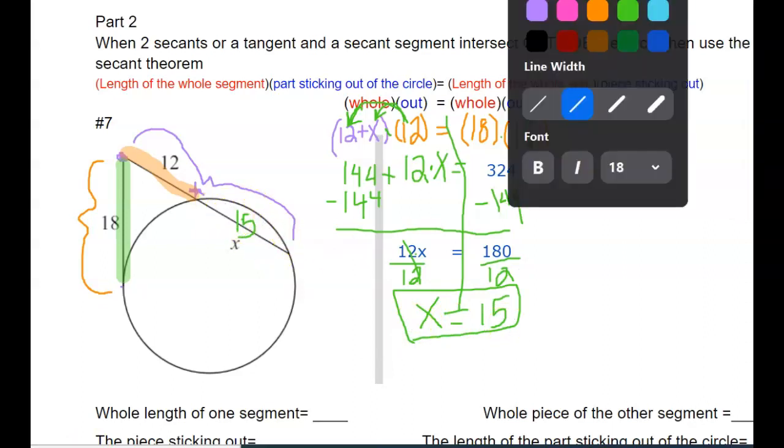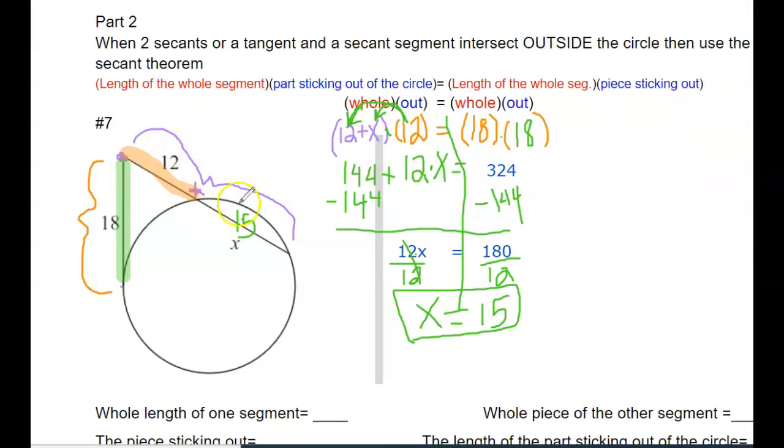So let's go ahead and check this. Let's see if the theorem is true. 12 plus 15 is 27, right? So let's try it. What's 27 times 12? It should equal the same thing as 18 times 18, which is 324. So try it. What's 27 times 12? Yeah, this is so cool. I just did it and it's 324. So see that? This is always going to be true. The whole thing times the piece sticking out equals the whole thing times the piece sticking out. Isn't that cool? It's a cool theorem.